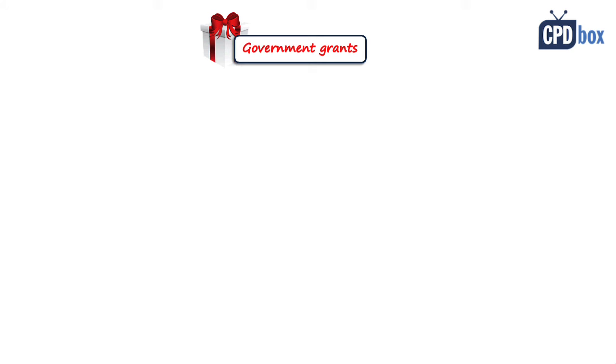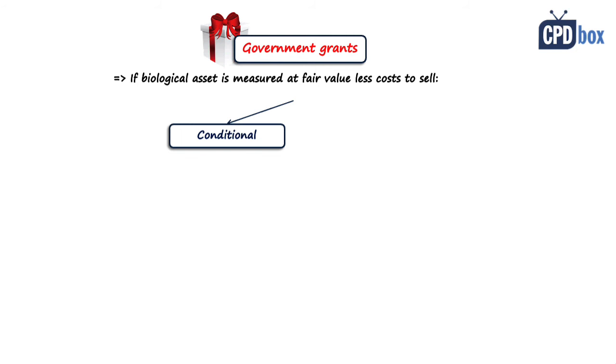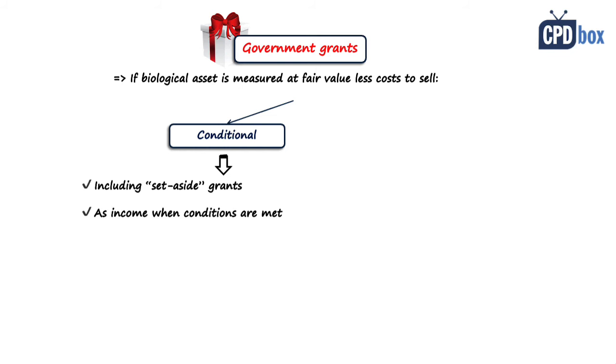The last topic covered by IAS 41 is government grants related to agriculture. So if biological asset is measured at fair value less cost to sell, which will be in most cases, then you can have two types of grants. Conditional grants, and these are provided after meeting certain conditions. Here you also need to include so-called set-aside grants or grants for not producing. For example, European Union regularly provides subsidies and grants to farmers in order to limit their production. Under IAS 41, you should recognize these grants as income when the conditions are met.